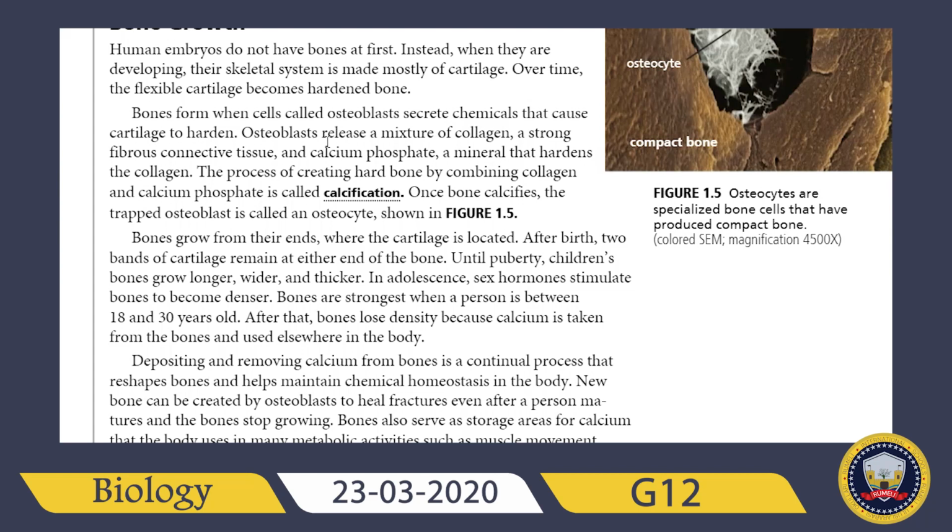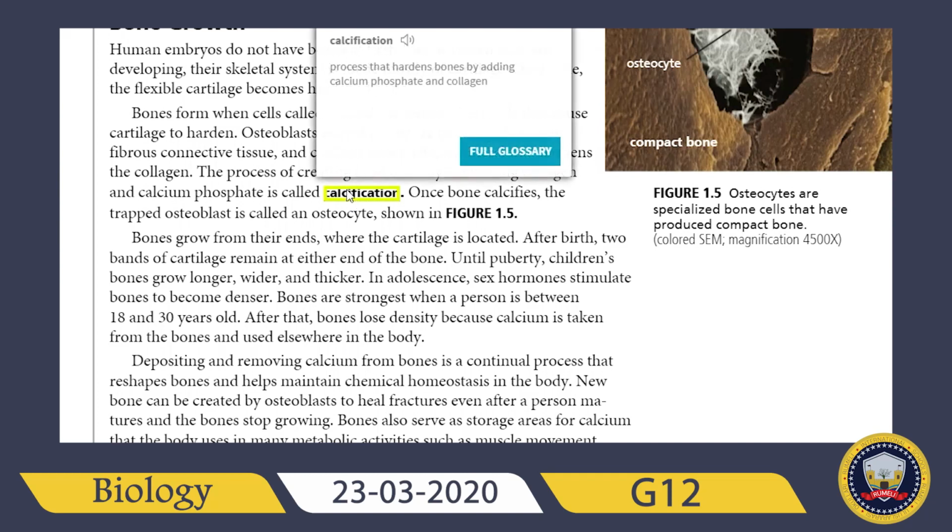Osteoblasts release a mixture of collagen, okay, and calcium phosphate. So collagen is a strong fibrous connective tissue, and calcium phosphate is a mineral that hardens the collagen. When the osteoblast secretes the collagen and calcium phosphate, the process of creating hard bone by combining collagen and calcium phosphate, this is calcification. Calcification is the process that hardens bones by adding calcium phosphate and collagen.